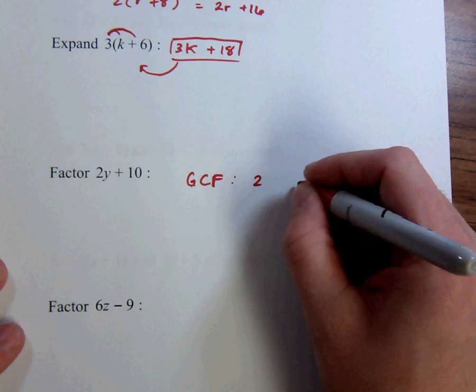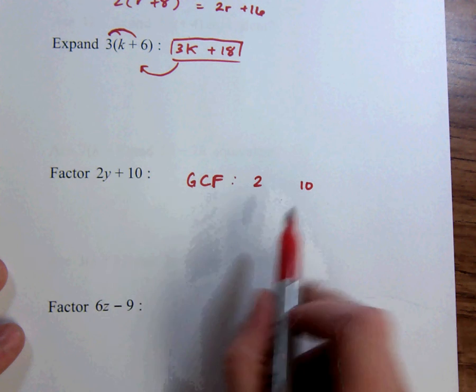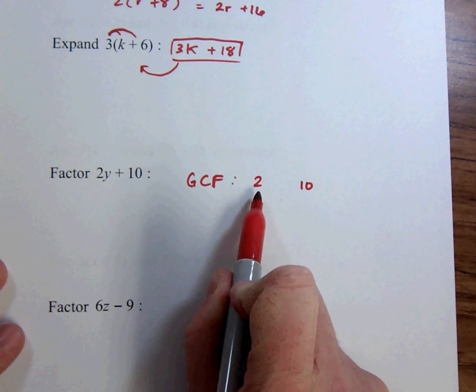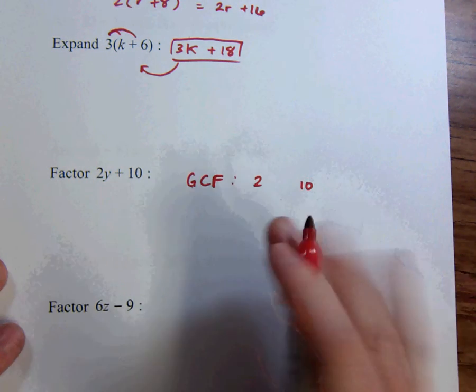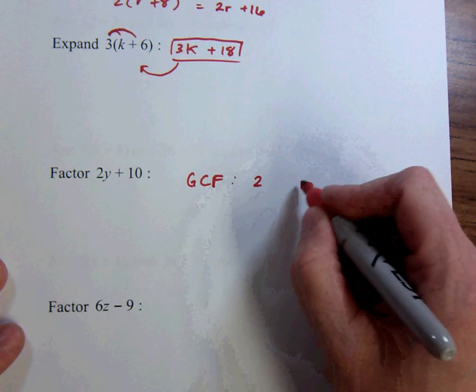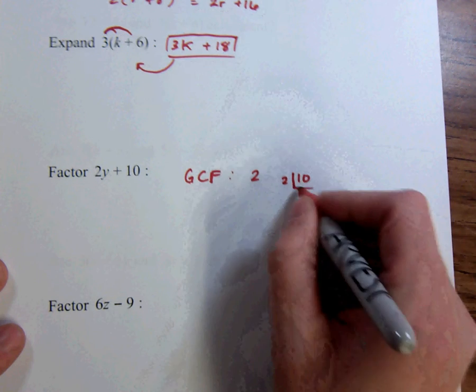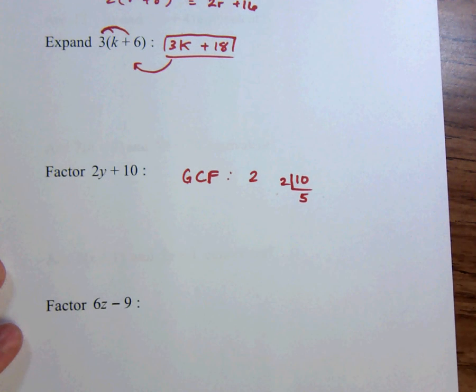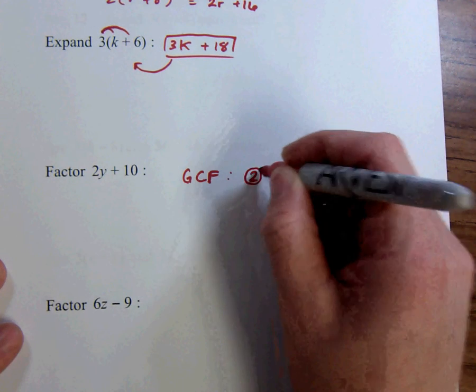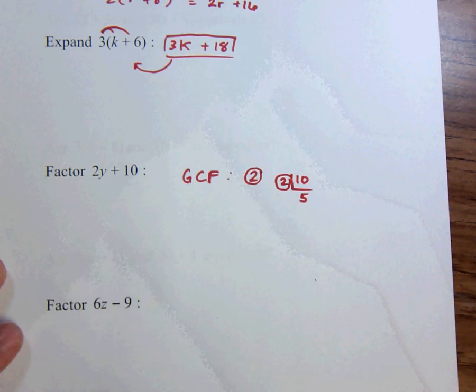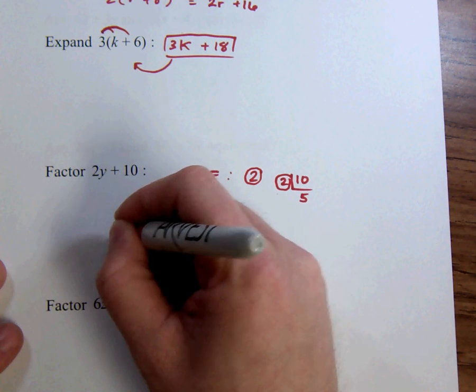So 2 and 10. So 2, I'm going to factor 2. The 2 factors is just 2 because that's a prime number technically. So 10 is 2 times 5. Now the GCF is the largest one they have in common. So 2 is 2. 10 has a 2 in it, so the GCF is 2. I'll pull out a 2.